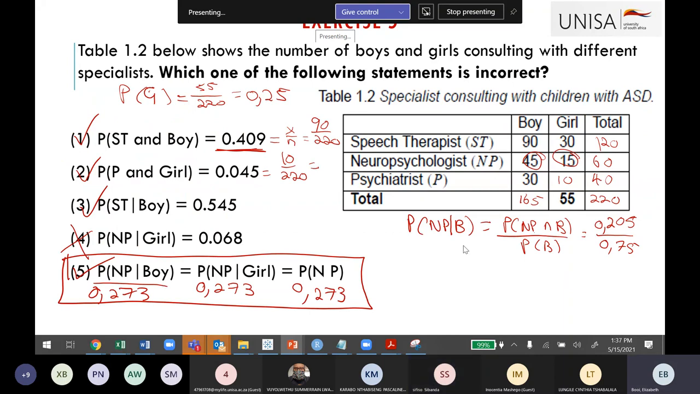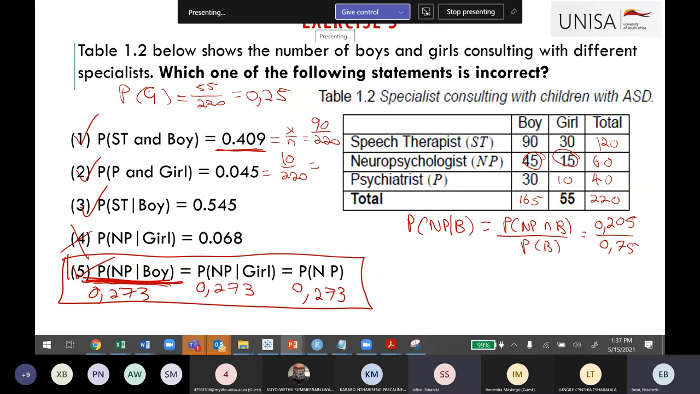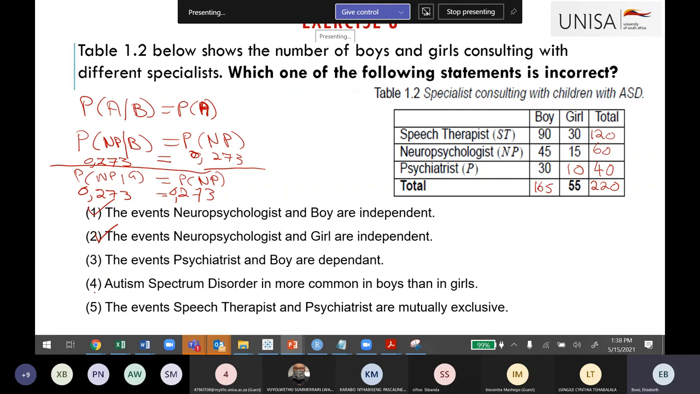Let's go back to this question that we did previously. Remember, we did this question. It's not 0.273 from the intersection; we calculated the probability, not the "and". You must remember, this is not "and", it's the given. We calculated that. So we said it's correct here because we calculated the probability of neuropsychologist given that it is a boy. We said it's 0.273. We also calculated neuropsychologist given that it is a girl, and we said it is this. If we hadn't calculated all these values, we could have calculated them again using the formula. But we already have the answers from the previous question, so we're using those answers to validate some of these statements. That's all I'm doing right now.